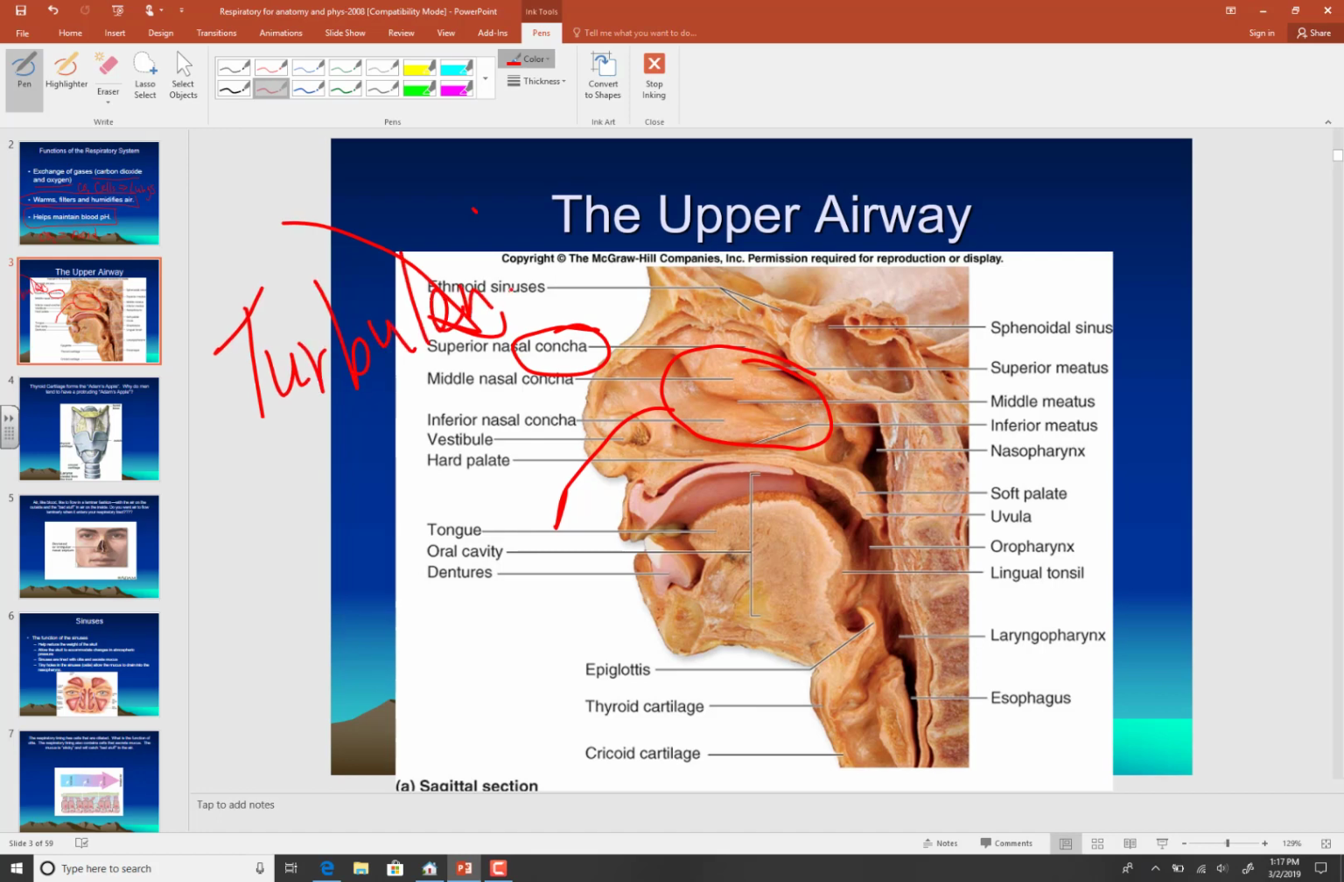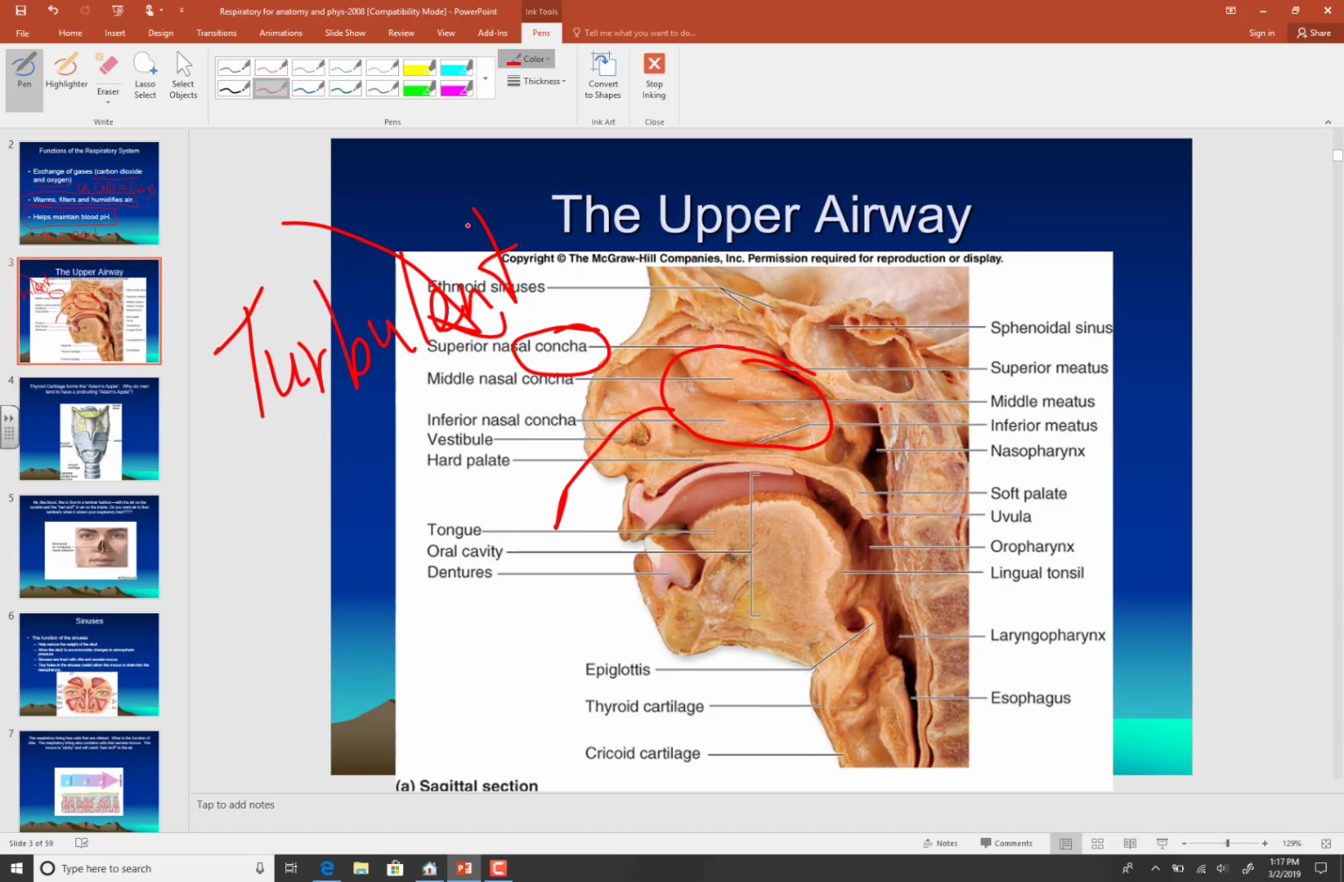Now, turbulent airflow is needed because there's a lot of mucus in the respiratory tract, and as we remember from the discussion of the cell, that it has cilia. So that mucus and that turbulent airflow allows air to be filtered when you take a breath in.